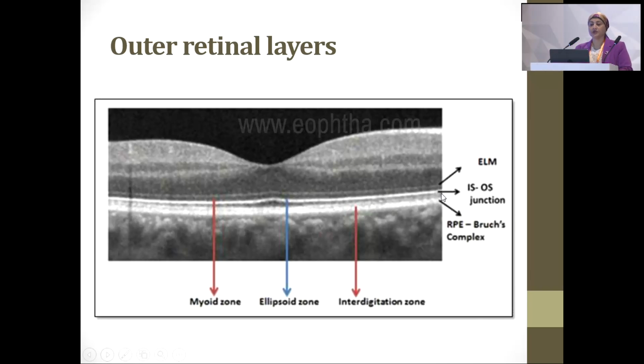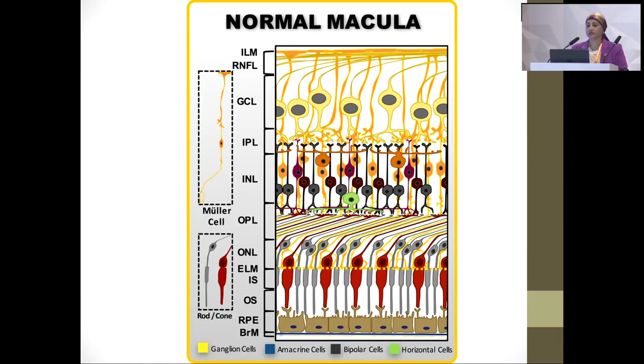defining the external limiting membrane, ISOS junction, RPE, Bruch's membrane complex, and giving the zones of the myoid, ellipsoid, and the interdigitation zones. These are very, very important to document in our OCT reports, and any pathological changes give the biomarkers for the extent of the severity of the disease.